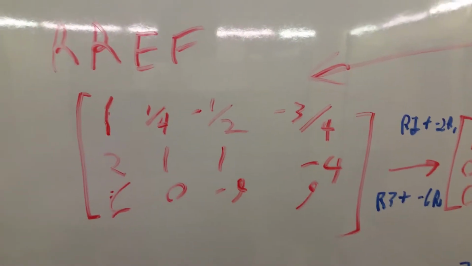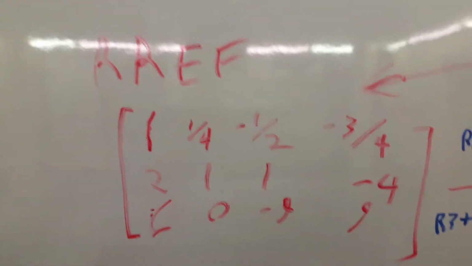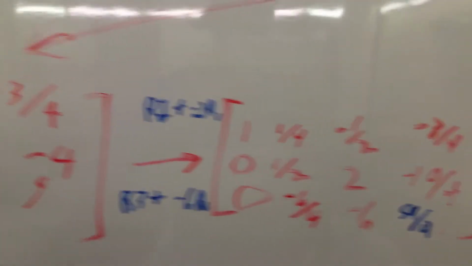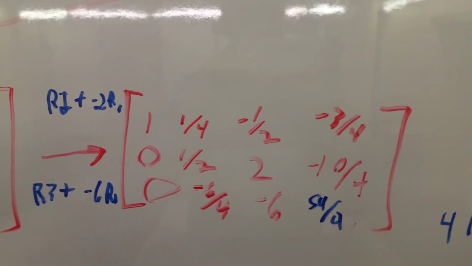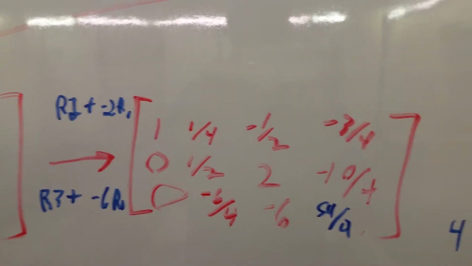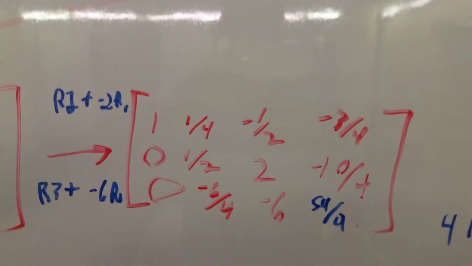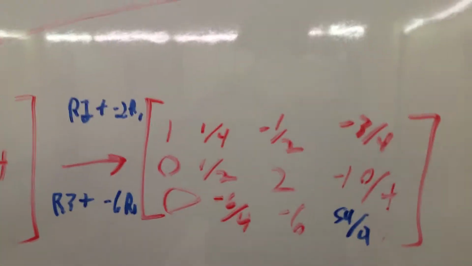So we took row 1 and we divided it by 4 in order to get a 1 in the first position over here. Next, we took row 2 and we added -2 row 1 in order to get a 0 beneath the 1. And we took row 3 and we added -6 row 1 in order to also get a 0 beneath the 1.